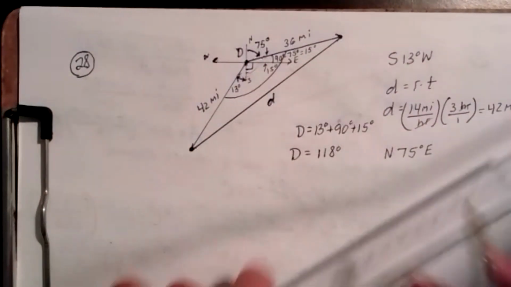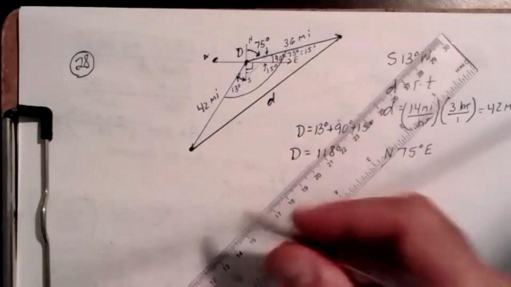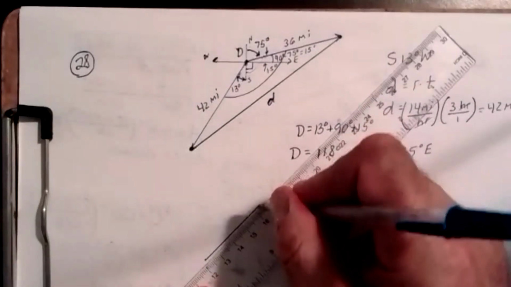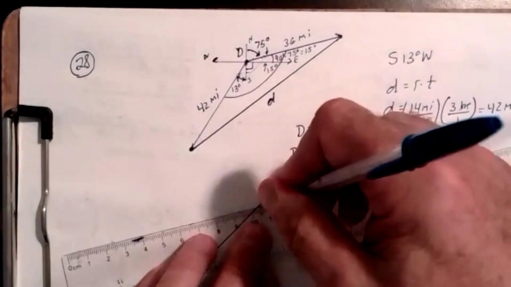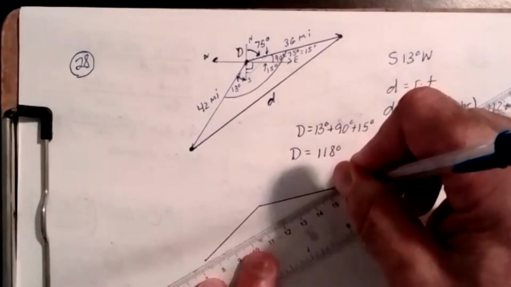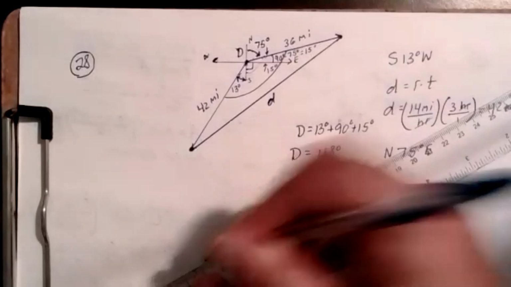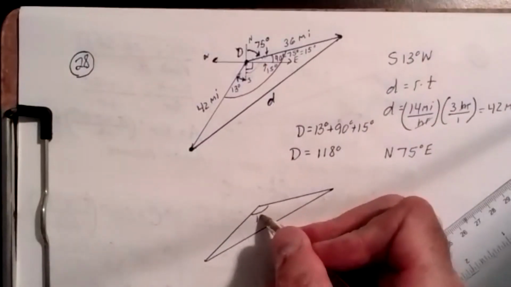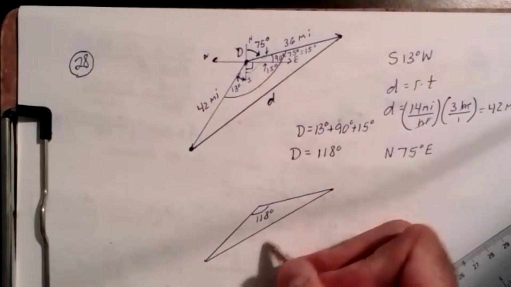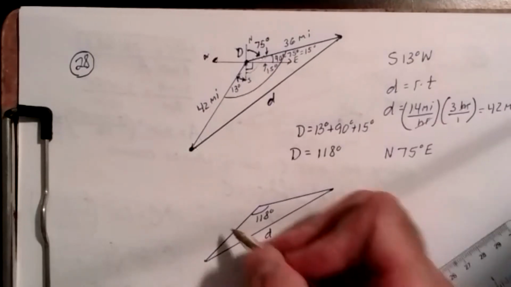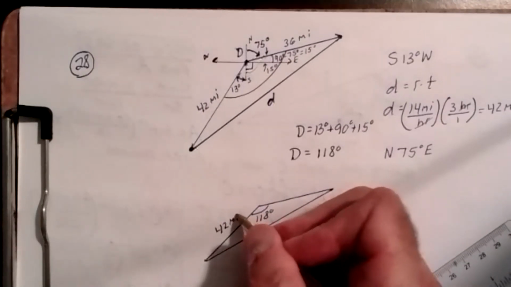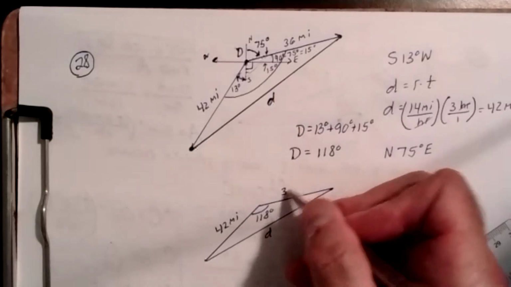All right, so therefore, pulling that triangle out of all the mess there, what we've accomplished here, we have a triangle now. We know this is 118 degrees. We want to find this side length here. We know this is 42 miles. We know this is 36 miles.